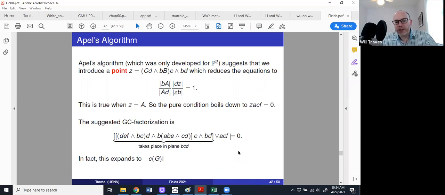And this actually, I think, is part of the challenge of working with Grassmann-Cayley expressions, or maybe I should say with working with bracket polynomials, is interpreting what the heck they mean after the fact is sometimes pretty hard. Okay.